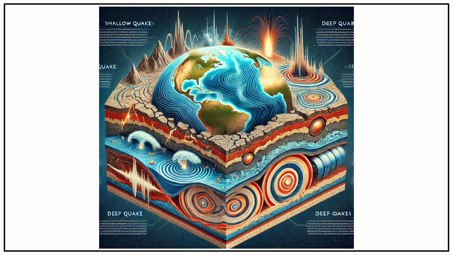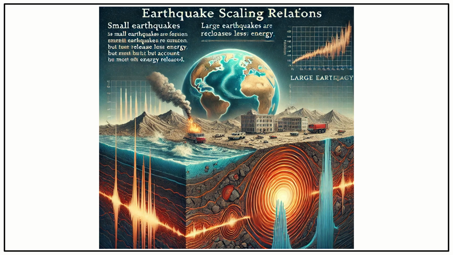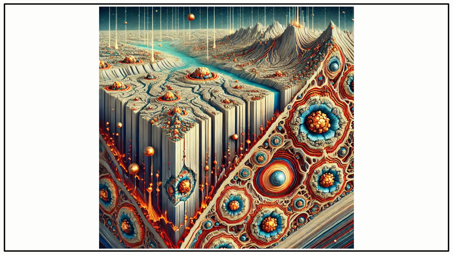Not all earthquakes are the same. Seismologists have discovered patterns in their behavior. For example, smaller earthquakes are much more common than larger ones, but large earthquakes release the majority of energy. This relationship is part of earthquake scaling relations, where small and large events follow predictable statistical patterns. Moreover, earthquakes often form fractal-like clusters along faults, reflecting the anisotropy and density of the Earth's crust.